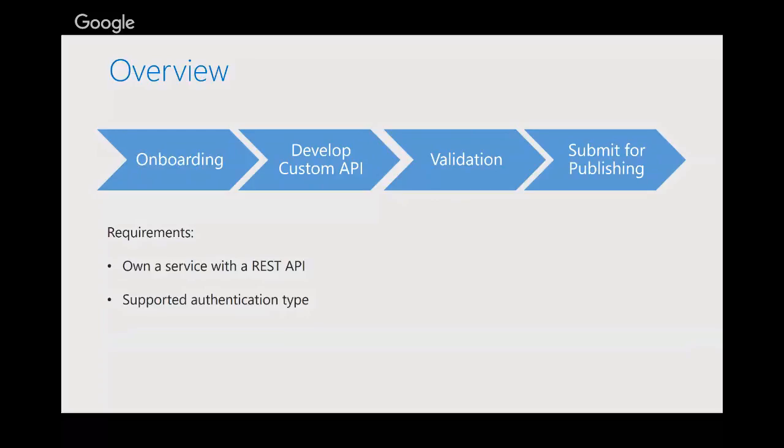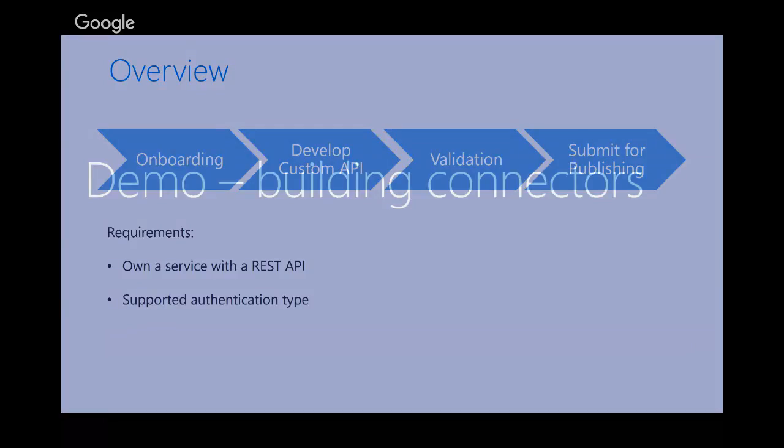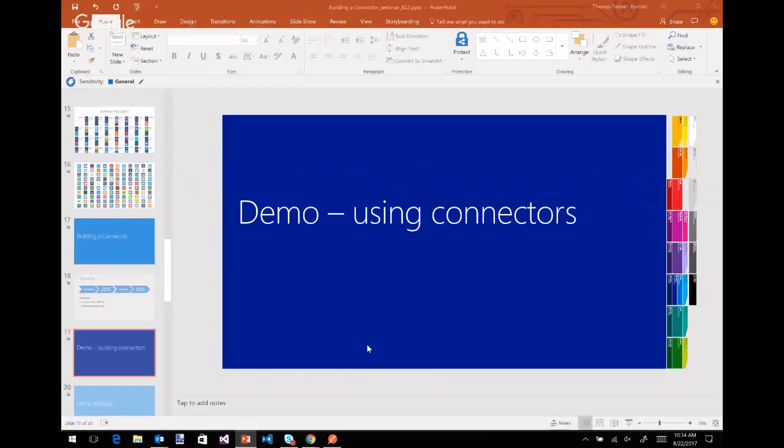Okay, thank you. Yeah, so having a REST API is one of the requirements. And again, it can be in development while your connector's in development, but we do hit public endpoints that are available. And then we do have a set of supported authentication types, and you need to fall within that requirement as well. So I'll show you really quickly what that looks like by actually building a connector for you.